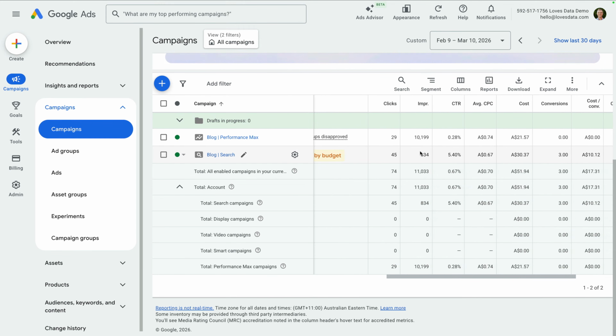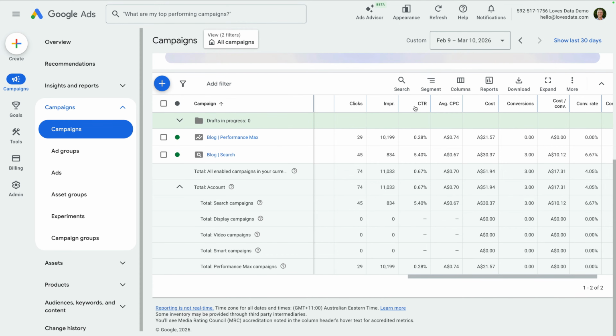Then there is CTR, which stands for click-through rate. CTR is calculated by dividing the number of clicks by the number of impressions. For example, if your ad was shown 100 times and received 5 clicks, your click-through rate would be 5%. A higher CTR generally means your ads are relevant and engaging to the people who are seeing them. Next is cost. This is the total amount you've spent on your ads over the time period you're looking at.